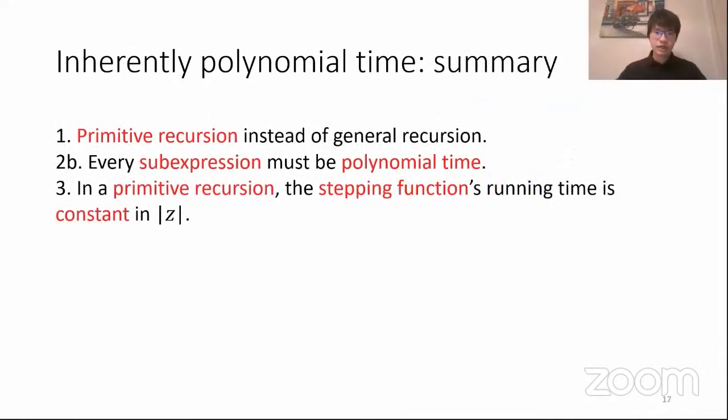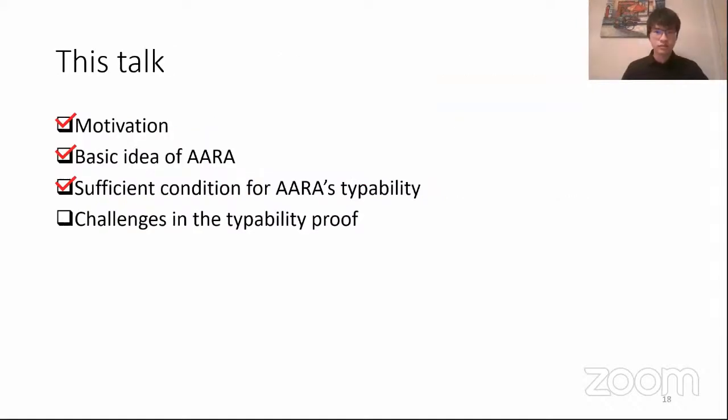In summary, we propose a sufficient condition consisting of three requirements. First, we use primitive recursion. Second, the sufficient condition is compositional, hence every subexpression must be polynomial time. Third, the running time of the stepping function must be constant in the size of z.